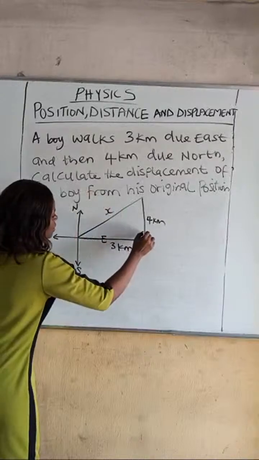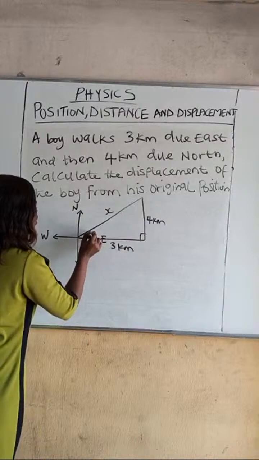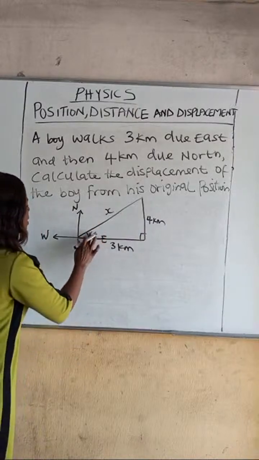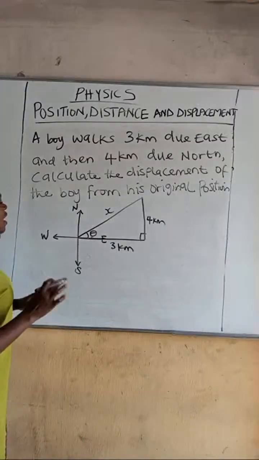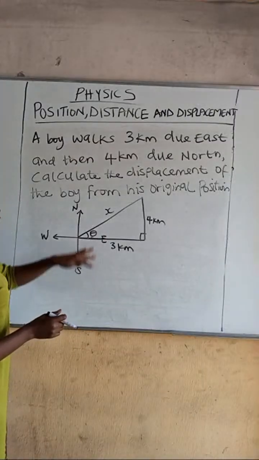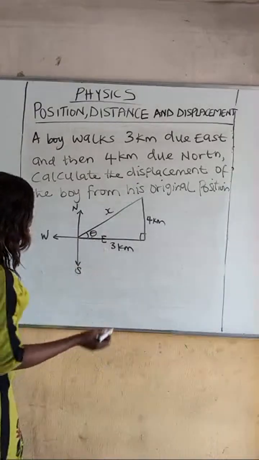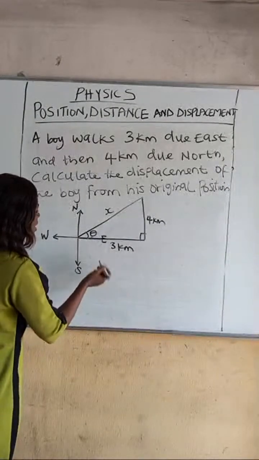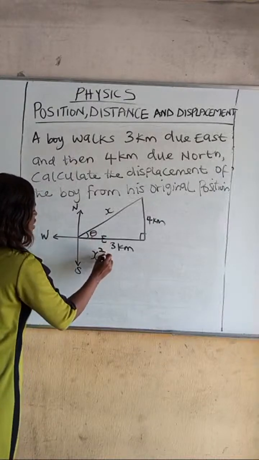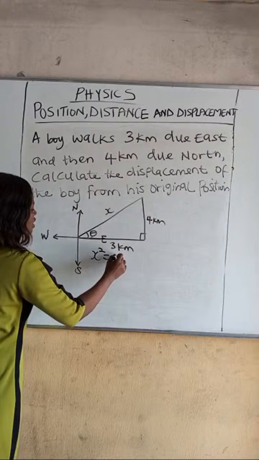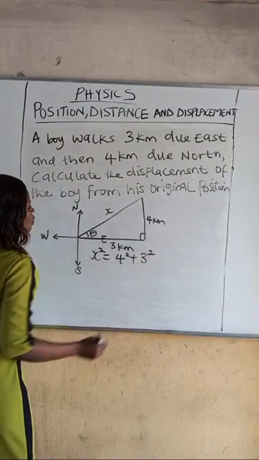X. Okay? Now, because it's a vector, certainly we are going to solve for direction, which is what? Theta. Okay? Now, we are going to use Pythagoras theorem to solve for this distance, which is x. Using Pythagoras theorem, this states that what? X, which is hypotenuse square, is equal to opposite square, which is 4 square, plus adjacent square, 3 square.